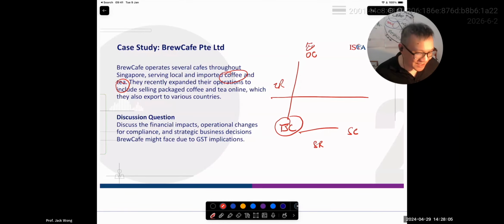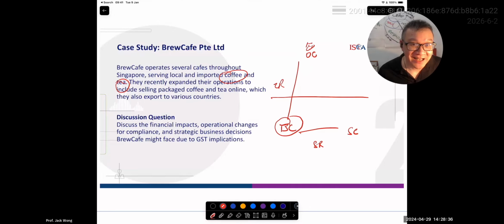Then the next question is, what will be the financial impact? What are the operational changes for compliance and strategic business decisions? You can imagine it's very important for Brew Cafe to understand and be able to account for the GST properly, based on the proper classification of the different supplies for GST purposes.